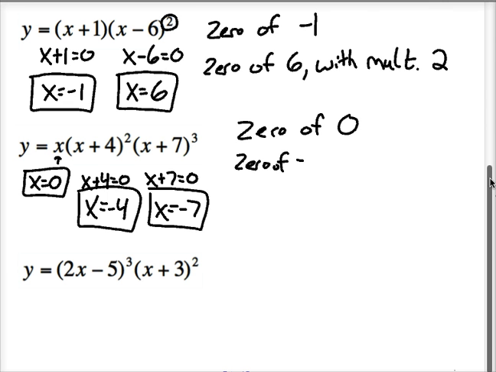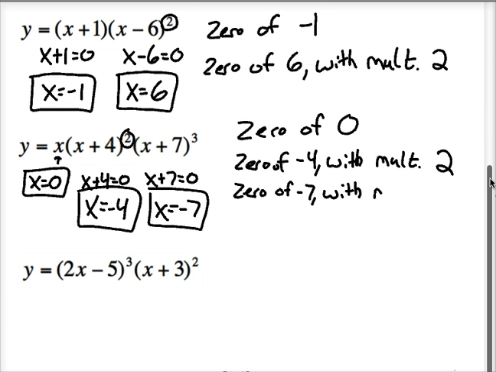a 0 of -4. This has a multiplicity 2 because you can see that factor was squared. You also have a 0 of -7 with a multiplicity of 3 because that factor was being cubed. It had a third power on it. So again, a big thing about all of these is making sure you write that multiplicity down.